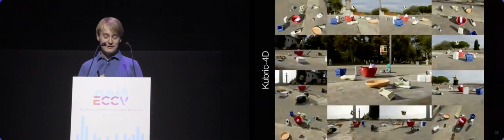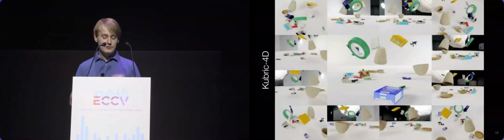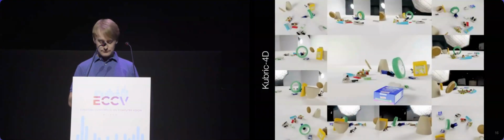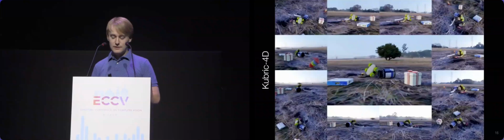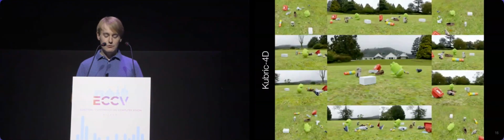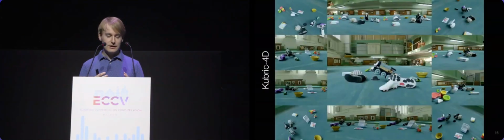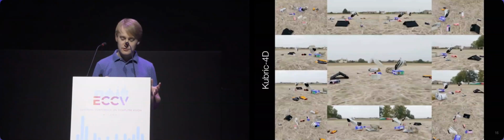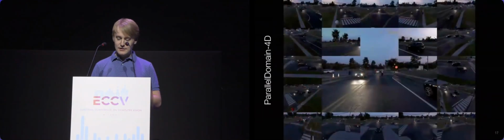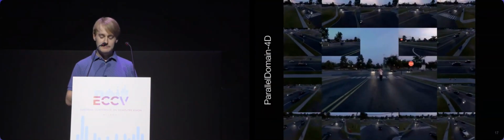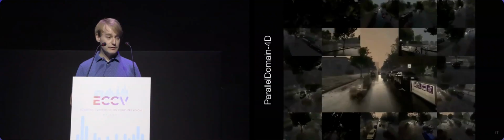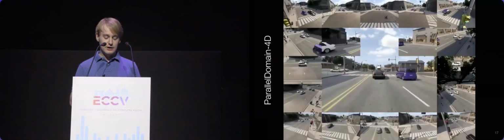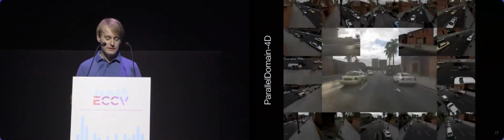So this whole thing is trained on multi-view video, and we contribute two different datasets in this context. The first one is based on the Google Hoorick simulator, with many dynamic objects undergoing various complex motion and occlusion patterns. The second one is called Parallel Domain, which is also synthetic and has thousands of high-quality, diverse driving scenarios from 19 different viewpoints.